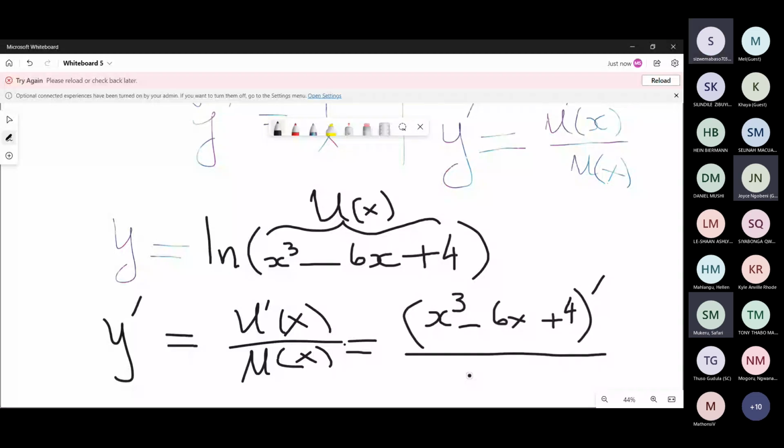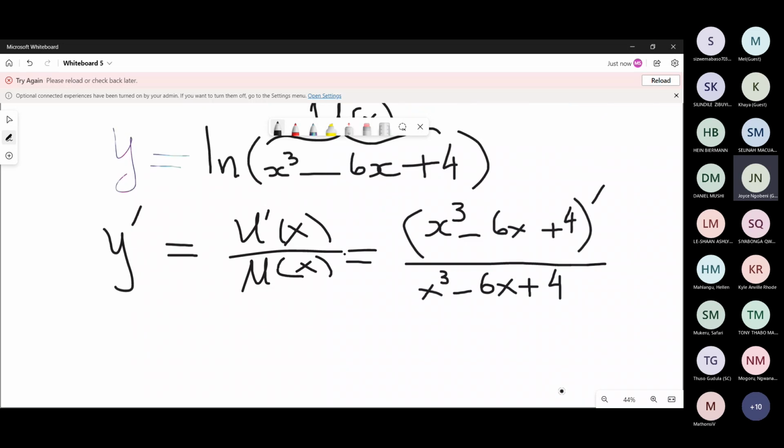So here we take this function and we compute its derivative and we divide by the same function, right? We divide by x power 3 minus 6x plus 4. I'm sorry if I didn't see that hand. Okay. Which is now the final answer?